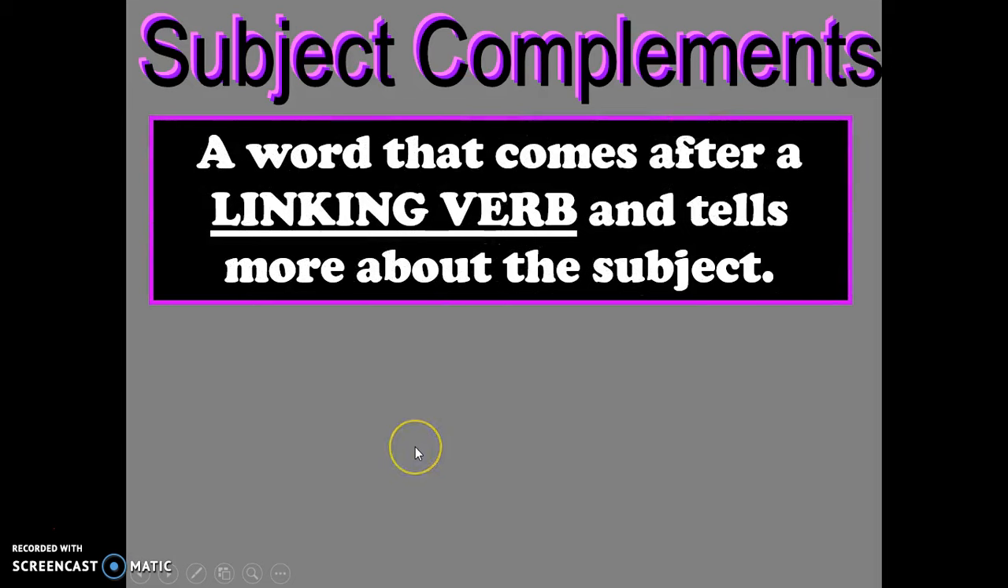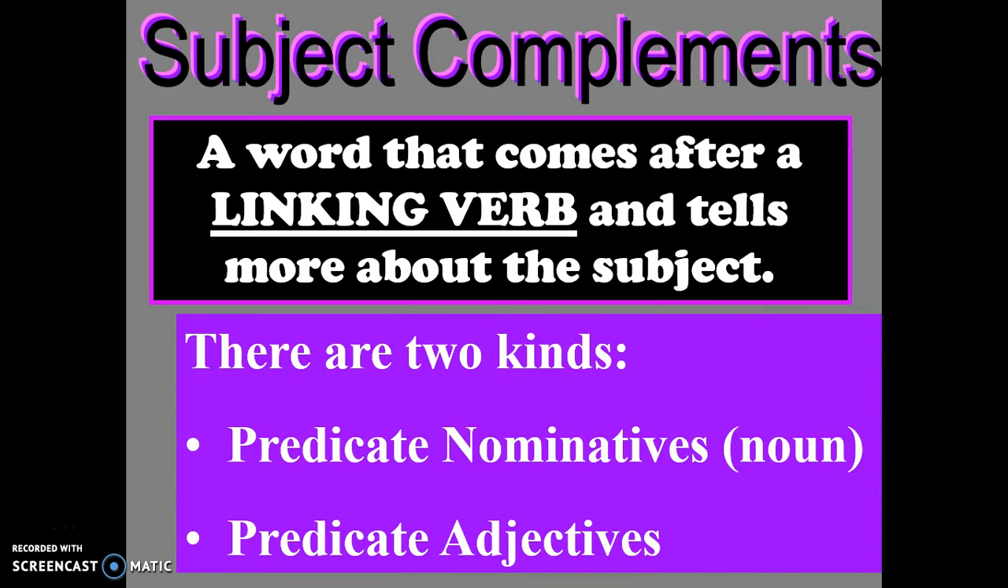All right, so you already wrote this, I hope. If not, please write this next to subject complements. It's a word that comes after a linking verb. That's why I wanted you guys to learn your verbs so bad, because everything relates back to those verbs. So you're going to have to be able to find a linking verb to find a subject complement. And it tells more about the subject. There are two kinds, predicate nominatives or predicate nouns, and predicate adjectives. And your foldable should be set up with one flap for each.